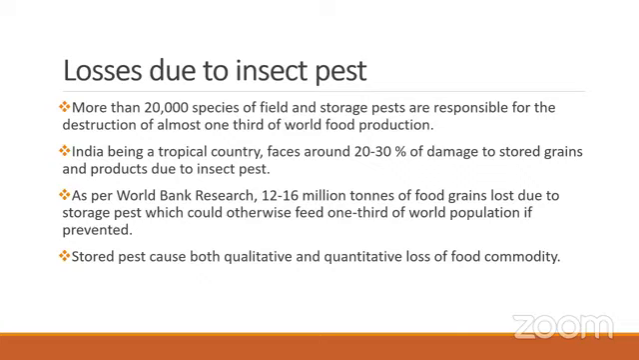And moreover, India is not just a tropical country, we also lie in the category of developing nations. So the facilities provided to us are not as advanced as compared to other regions or countries lying in Europe, or if we talk about the US and all. Okay, there's another study conducted by the World Bank, which told that around 12 to 16 million tons of food grains is lost due to storage pests, which would otherwise feed 1/3 of the world population if prevented.